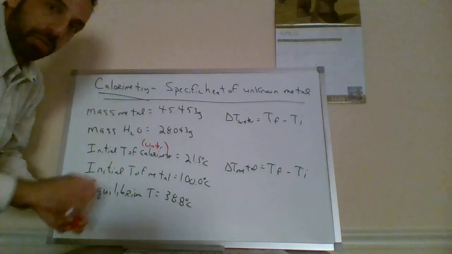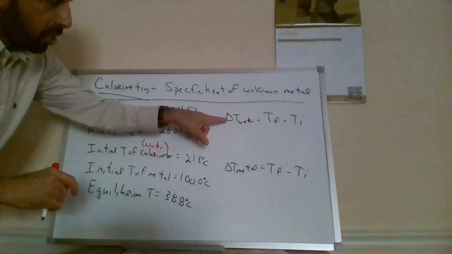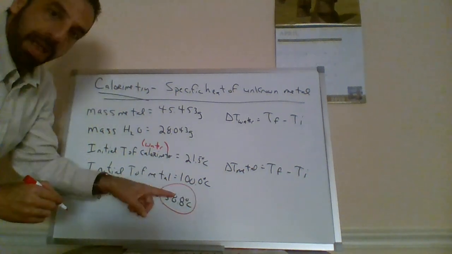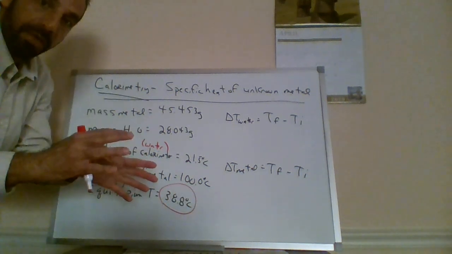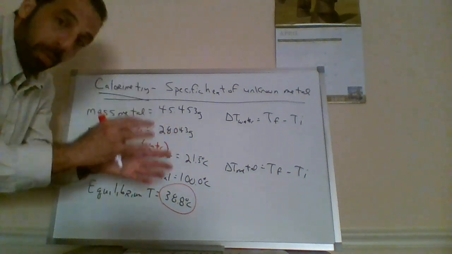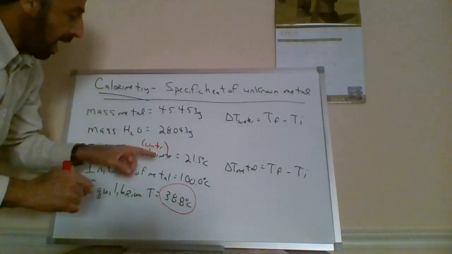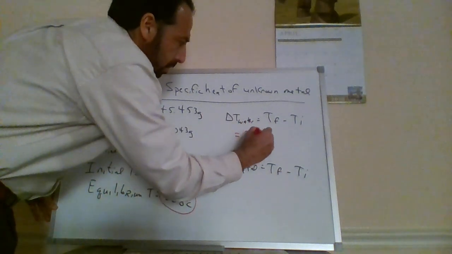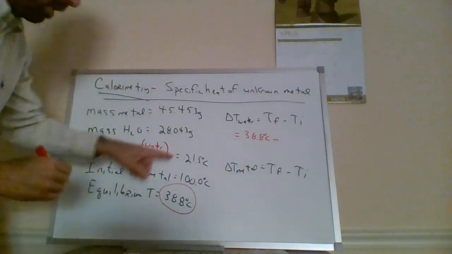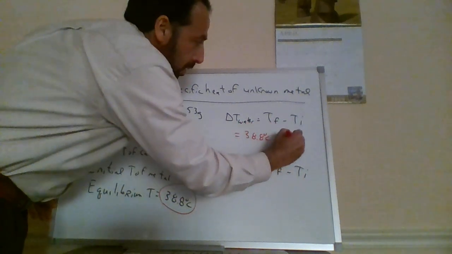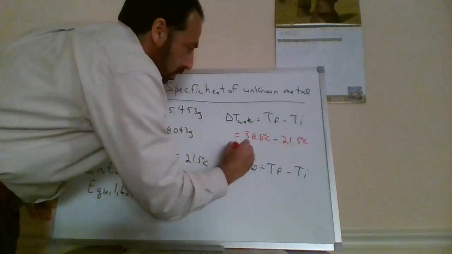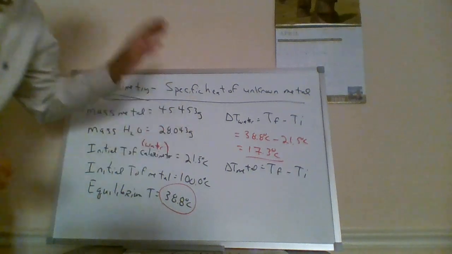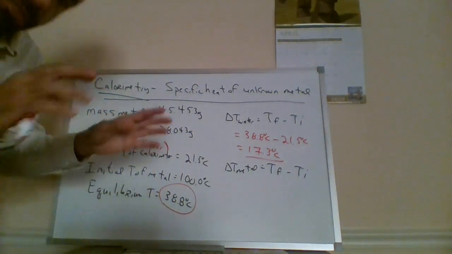A couple of things when I have this raw data. I want to calculate the change in temperature of the water. Now, the final temperature is going to be 28.8 degrees Celsius. That's going to be both the final temperature of the metal and the water, since they're both together at the end. So in this case, 38.8 minus the initial temperature, 21.5, is 17.3 degrees Celsius. So that's my change in temperature of the water.